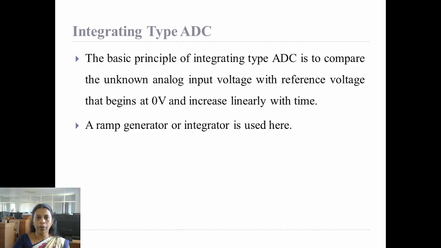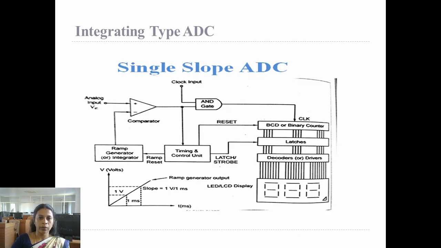And the third type of analog to digital converter is the integrating type analog to digital converter. The same comparison method is done here. A known value, which is a ramp signal generated by a ramp generator, is compared with an unknown analog input. The ramp generator is activated by a timing and control unit, and next an AND gate decides the conversion time, that decides the conversion complete time.